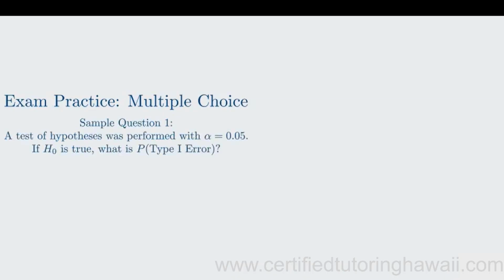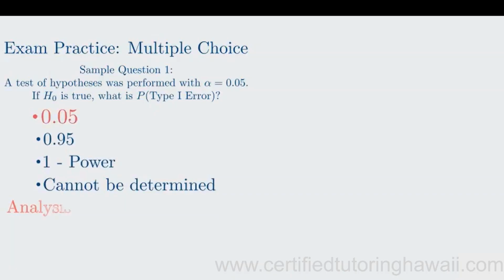To help you prepare for the AP exam, let's look at how these topics are typically phrased in multiple-choice questions. Being able to decode the wording is half the battle. Consider this sample question. A test of hypotheses was performed with a significance level of alpha equals 0.05. If the null hypothesis is true, which of the following is the probability that a type 1 error will be committed? Here are our options. This is a direct test of the definition. By definition, the probability of a type 1 error is alpha. The answer is A. Don't let the other distractors confuse you. If the null is true, the only error we can make is type 1, and its probability is alpha.